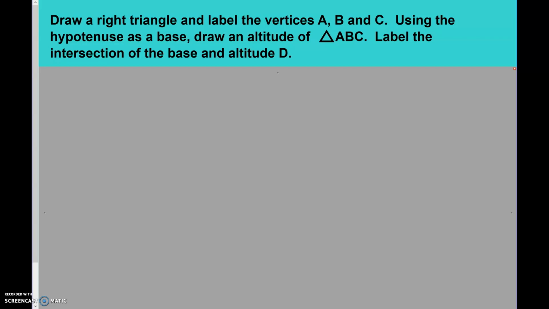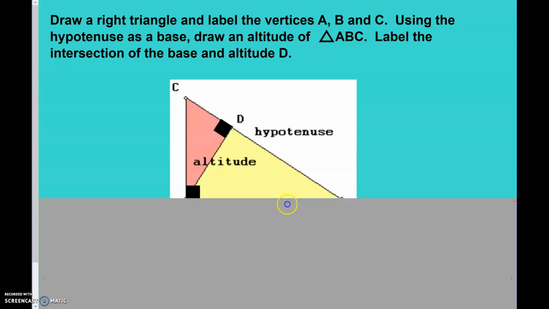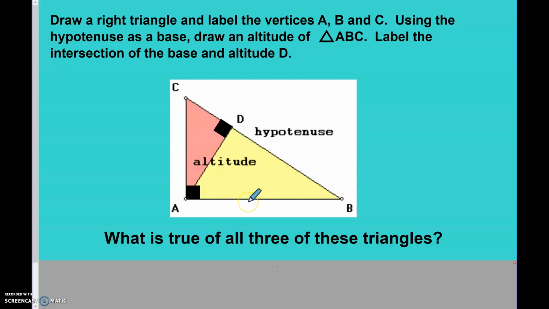All right, on to the next thing. Draw a right triangle, label the vertices A, B, and C. Using the hypotenuse as a base, draw an altitude of that triangle and label that D. So we start with the big right triangle, A, B, C, D. Then they say draw an altitude to the hypotenuse. If we start here at A and draw in the altitude here, we end up with 3 different triangles: the big one, ABC, the pink one, and the yellow one.